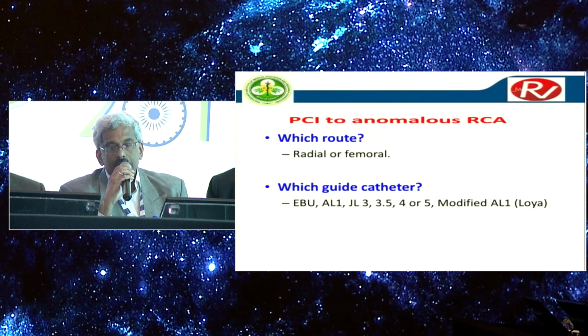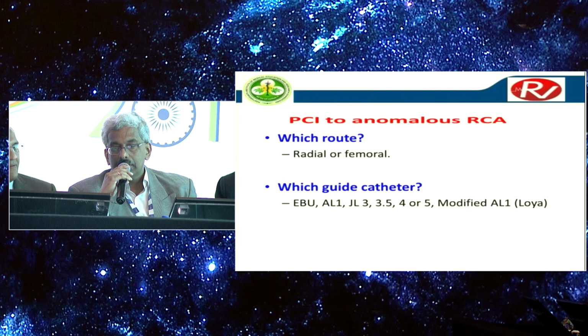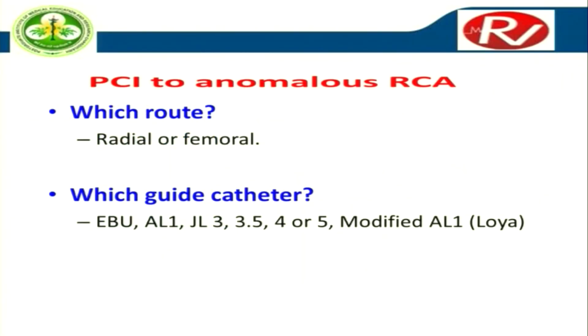Yeah, Rajesh, it's Ajit here. For this left cusp right coronary, I normally use a JL3. We could use JL 3.5 also, or an AL, one of these three. It depends on the aortic root size, but these are the three things I would use.